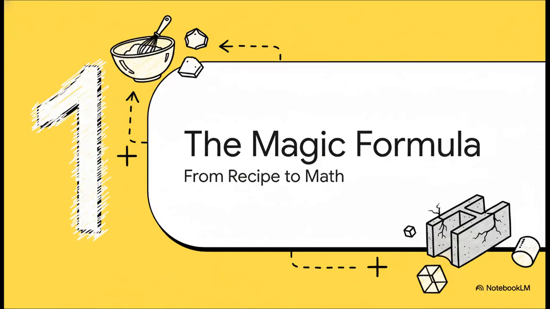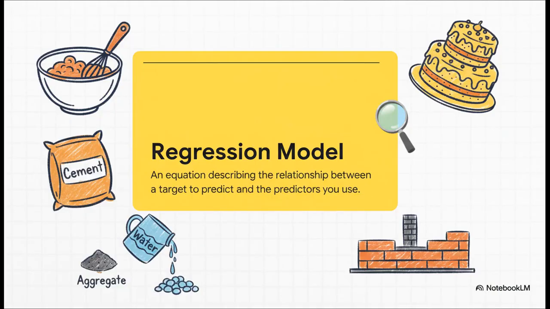Okay, so how do we take this cool, intuitive idea of a recipe and turn it into something an engineer can really use? Well, that's where we translate it into the language of math. And here it is. This is the magic formula, a regression model, which is just the formal name for our mathematical recipe. All it does is create an equation that connects the thing you want to predict, which we call your target, with all the things you already know, which are your predictors, or your ingredients.